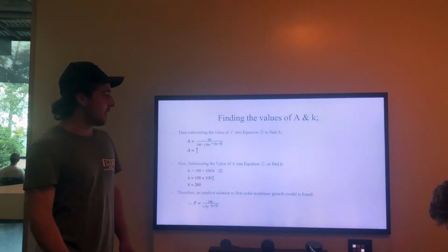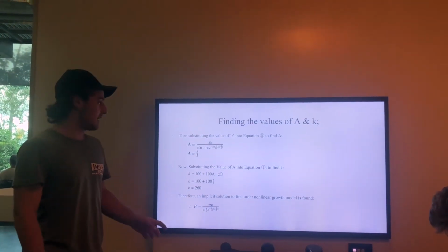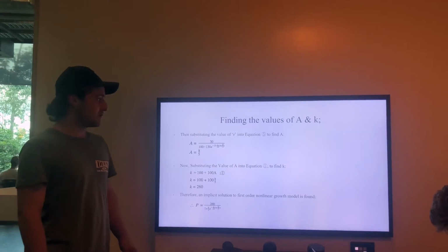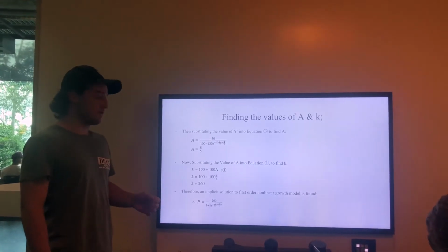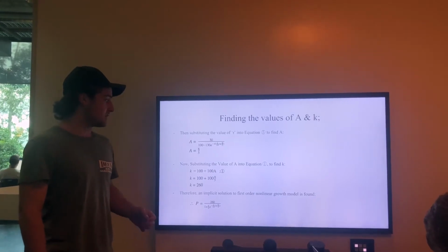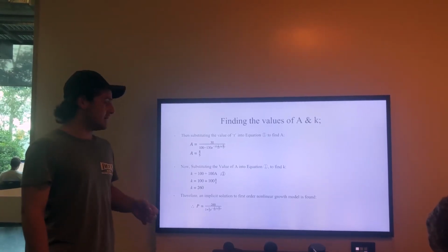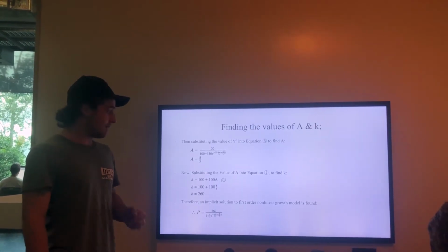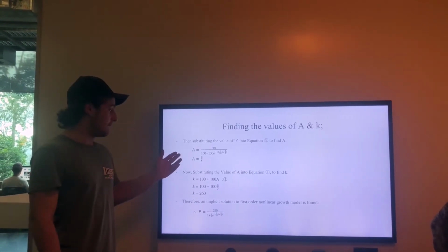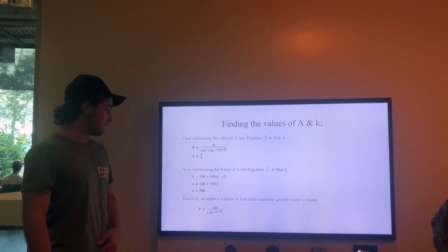After computing the value of r, we can now find the values of a and k. Substituting the value of r into equation 5 to find the value of a, a is equal to 30 divided by 100 minus 130 multiplied by e to the power of negative 10 multiplied by 1 on 10 log of 8 on 5. Therefore, computing a equal to 8 on 5.